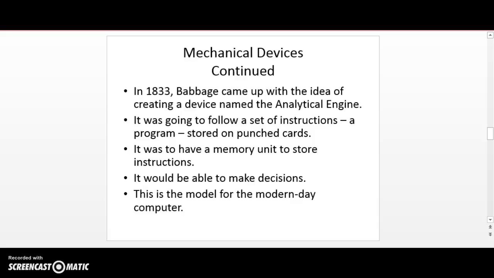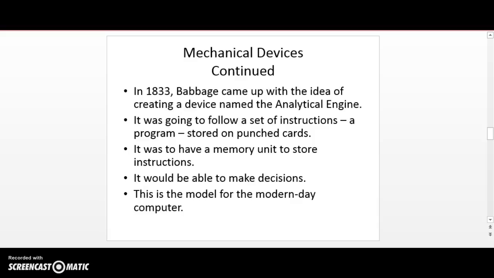And he also proposed the idea that this analytical engine would store information in a memory unit as it was running. So it would have the program on punch cards, but it would have another memory unit so it could store intermediate answers to mathematical calculations, and so that it could make decisions and carry out instructions based on decisions. Okay, so here we have the early idea of an if statement, something that we will be learning about later on. So he came up again with an idea, but it was never built.